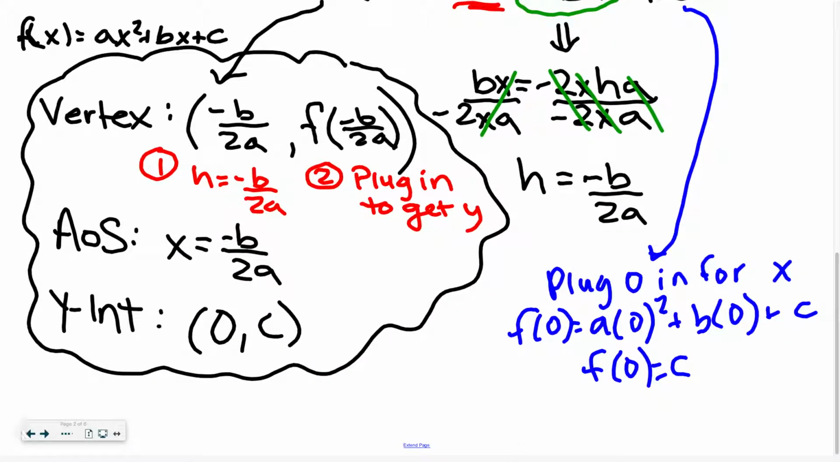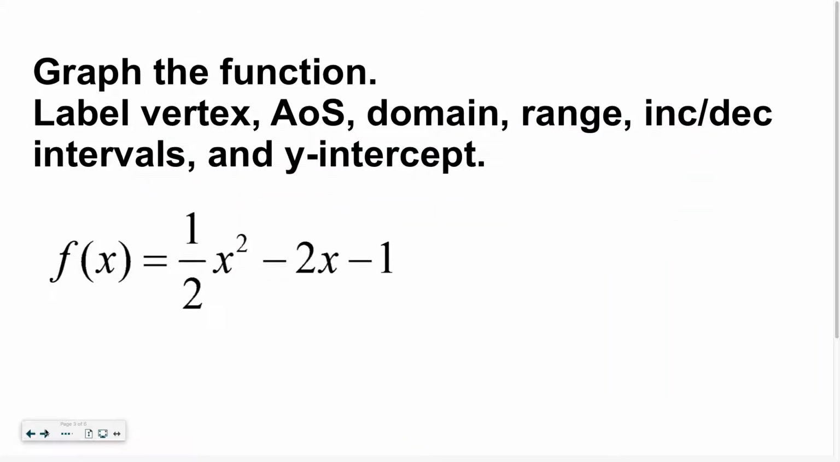Okay, here's our first example. If you want to write these directions down in your notebook, you can. You can also pull out your gold sheet. These are the same things I want you to find on tonight's homework. The vertex, the axis of symmetry, the domain, the range, the increasing, the decreasing. The only thing is I've added y-intercept. I didn't ask you to find the y-intercept yesterday. And then we're going to do f of x equals 1/2 x squared minus 2x minus 1.